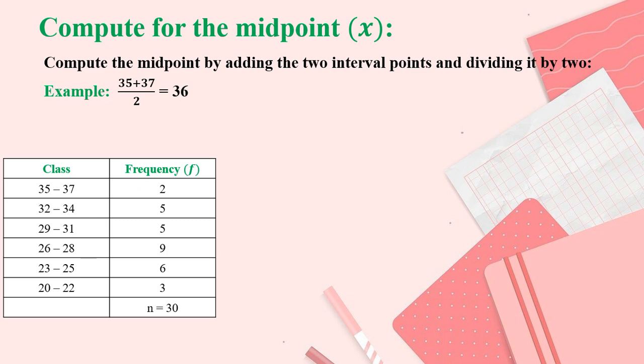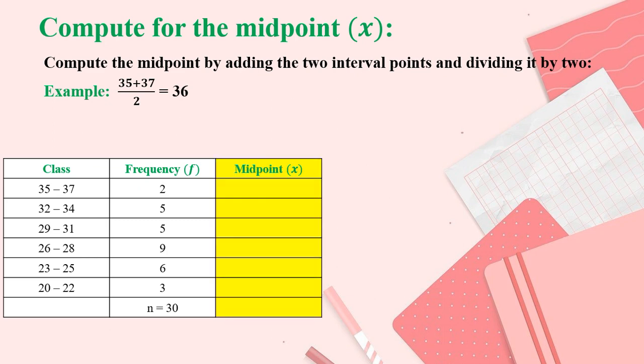Next is we have to compute for the midpoint, also known or represented by x. And for you to solve for the midpoint, you need to add the two interval points and divide it by 2. So our example is our first class, which is 35 plus 37 divided by 2. We have 36. Again, paano po makuha si midpoint? Ito pong dalawa na to, i-add nyo lang and then divide it by 2. And yun po yung inyong magiging midpoint.